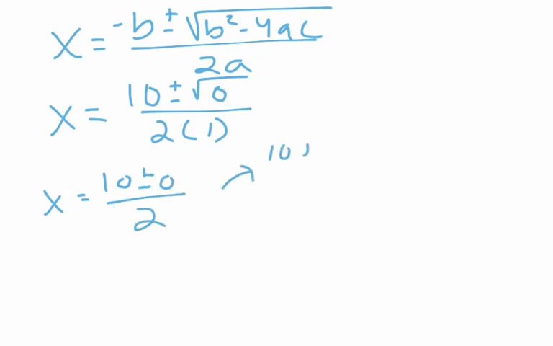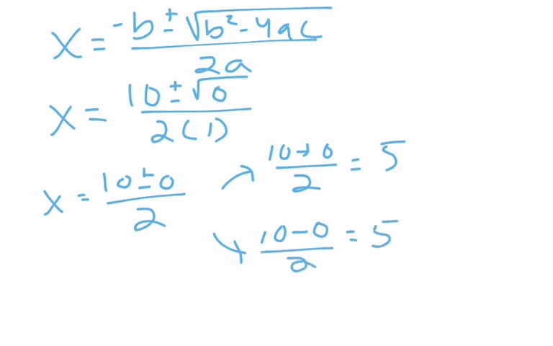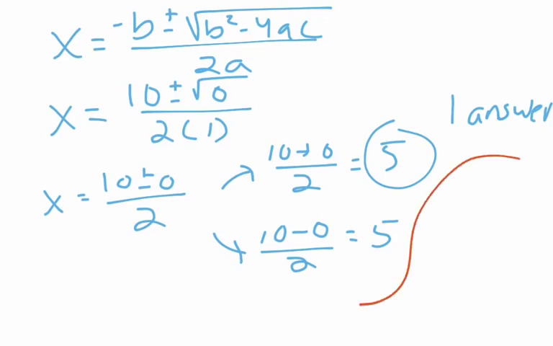But observe, 10 plus 0 over 2 is 5. And if you have 10 minus 0 over 2, that's also 5. And so really you have 1 answer, and it's real. 5 is a real number. The way that looks with your factoring, because 0 is a perfect square, so it's going to be factorable.